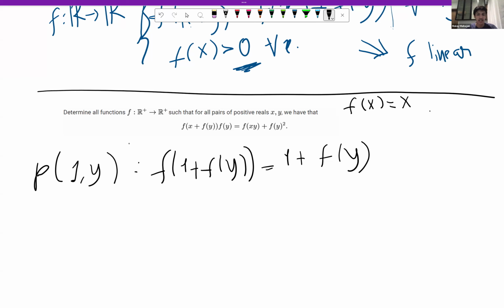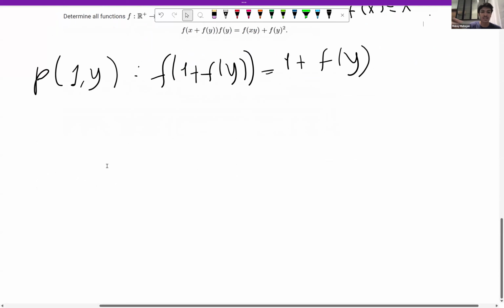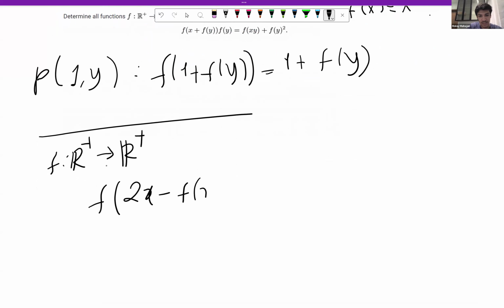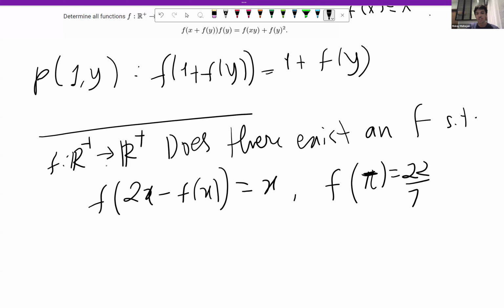Okay, since this is the first problem, I'll try to give some more ideas. The point is we want to forcefully, okay, I forgot to do this. Before we begin, let's look at this problem. I won't be solving it because it will be one of your homework problems. So suppose you have an FE from R plus to R plus, f of 2x minus f of x is x, and f of pi is 22 by 7. Does there exist an f such that this holds? So what are the first things that come to your mind looking at the problem?